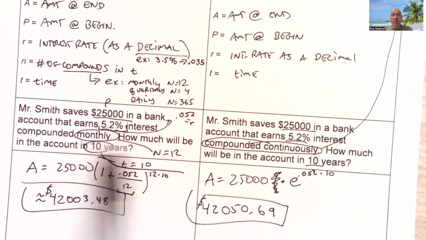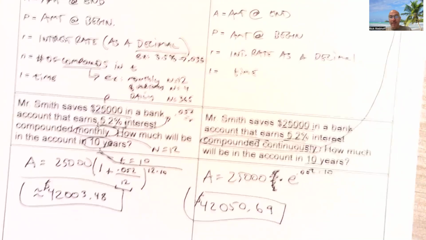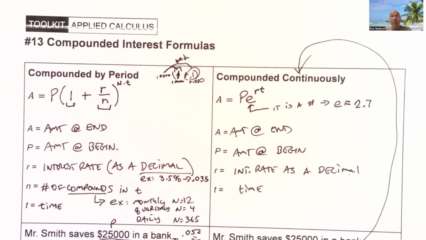What if you left it in for more than 10 years? It's 20 or 30 or 50 years or something like that. Then it compounds, it gets even bigger. So compounding is powerful and it's big and it's going to be a central part of what we do the rest of the semester.